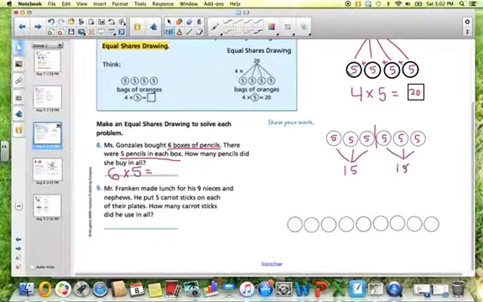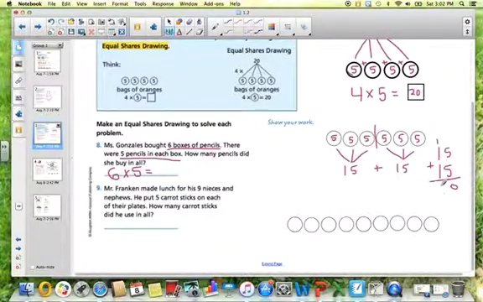So then from here, we still have to find how many pencils we had in all. So we're going to add 15 plus 15. So let's come over here and add it, just so we don't get it wrong, we're going to solve the problem. 5 plus 5 is 10.